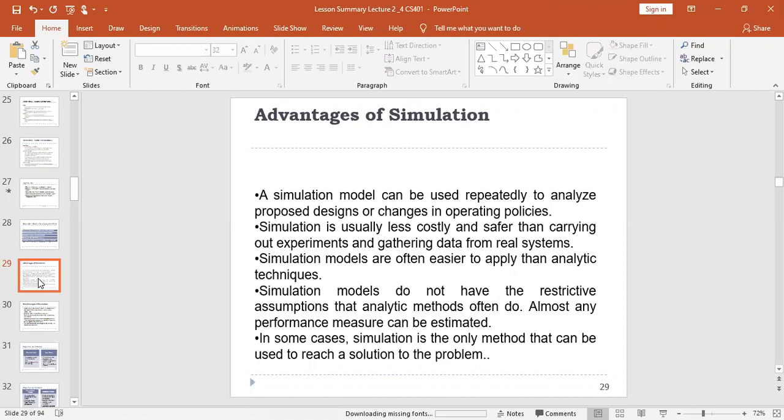Then he says in some cases, simulation is the only method that can be used to reach the solution of the system, which is very true. There are some situations, dynamic systems, which cannot be solved or cannot be studied using analytic methods. We have to fall on numerical solutions or simulation models.